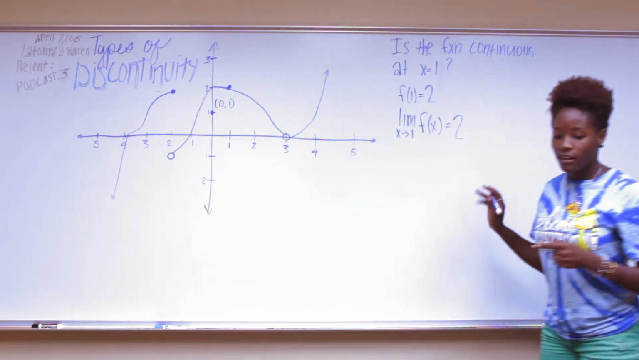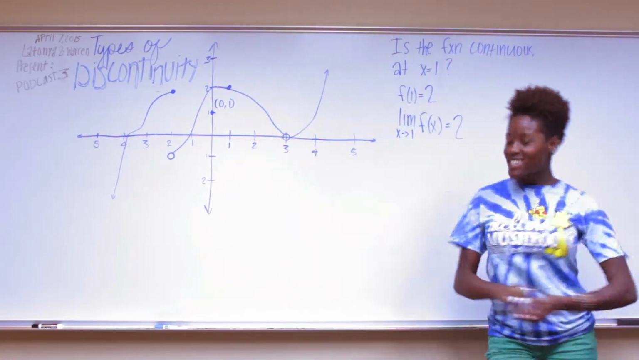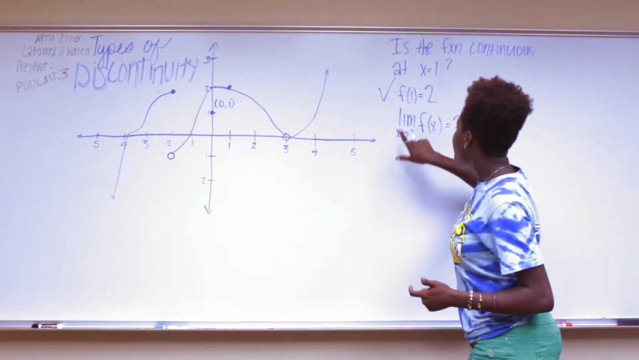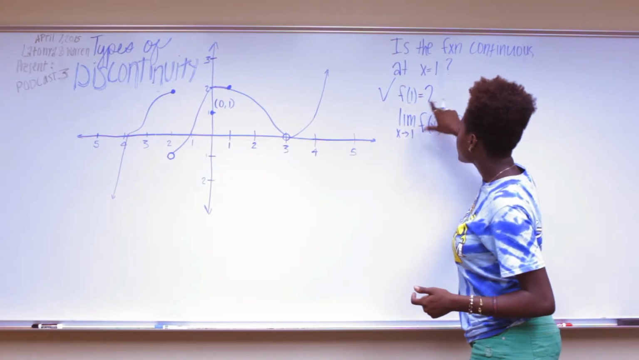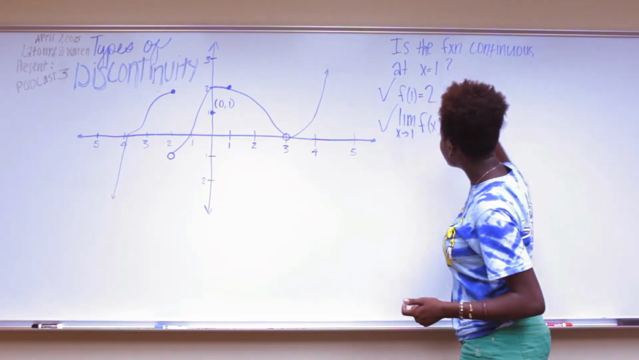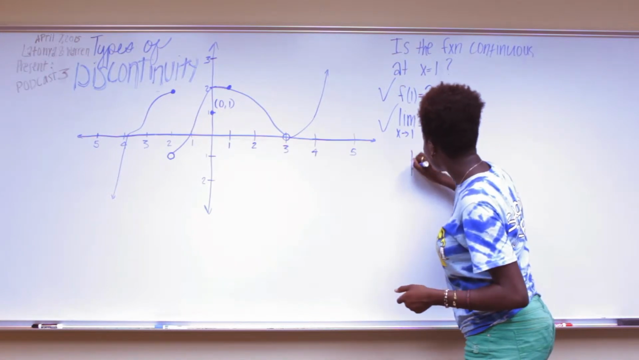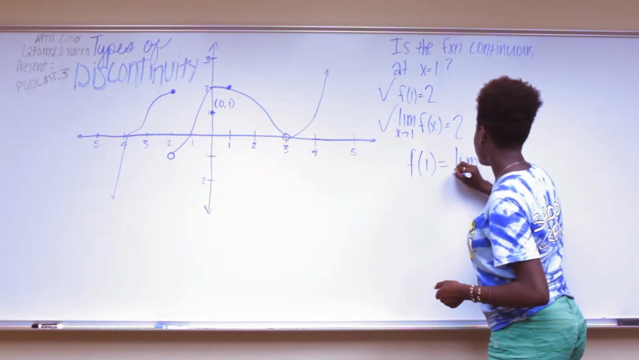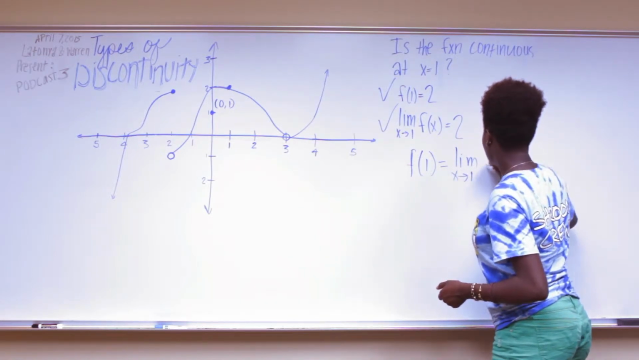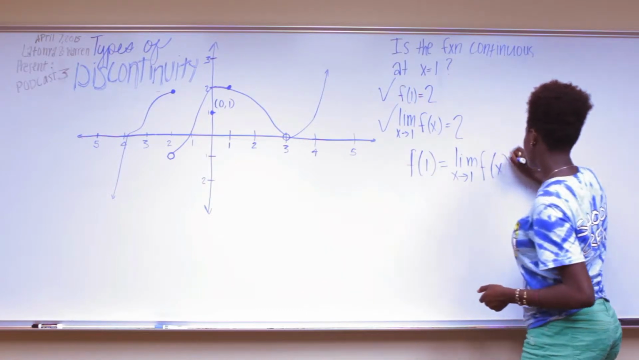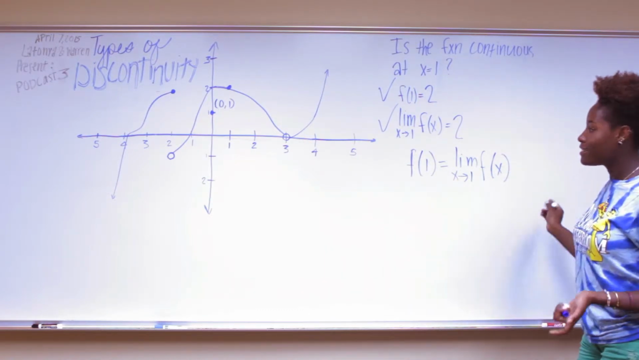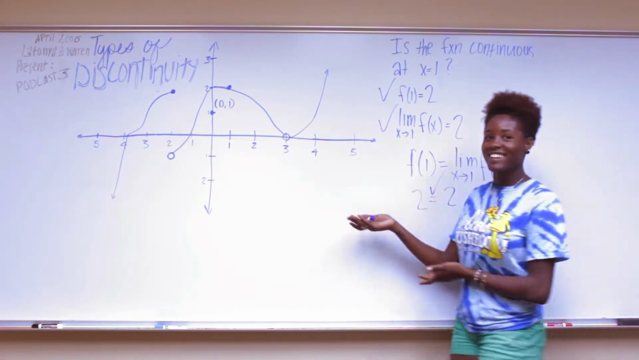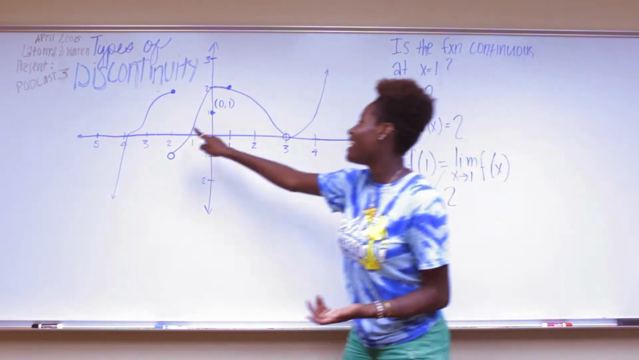And the continuity checklist says that if there's a function that exists and the limit as x approaches that constant exists, and those two values are the same, then the limit exists. And because 2 equals 2, the function is continuous at x equals 1.